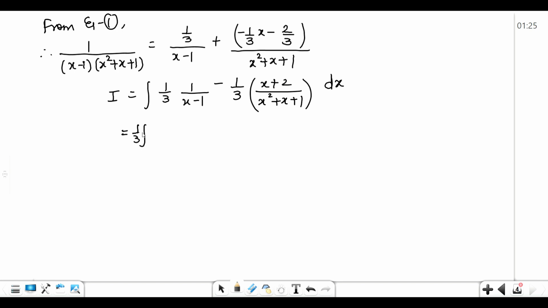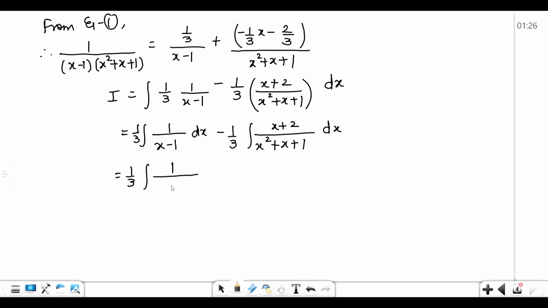Now we'll integrate individually. So we'll take 1 by 3, and this will be 1 upon x minus 1 dx minus 1 upon 3 integration x plus 2 upon x square plus x plus 1 dx. Now we have to integrate this. Okay, so I'll repeat this part because we don't have to do anything here. What we need to do is here. Okay, so first, if you just take the derivative of the denominator x square plus x plus 1, that will give you 2x plus 1.